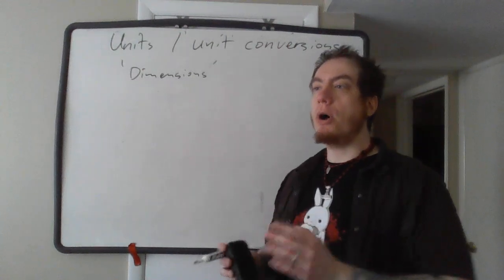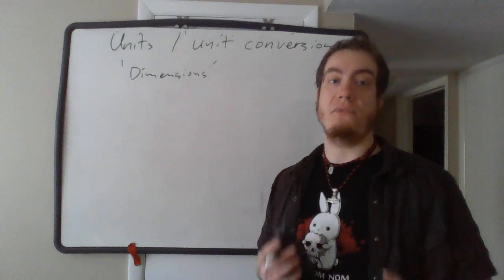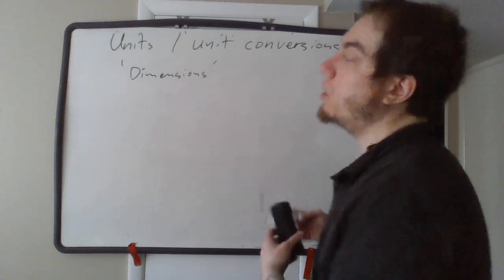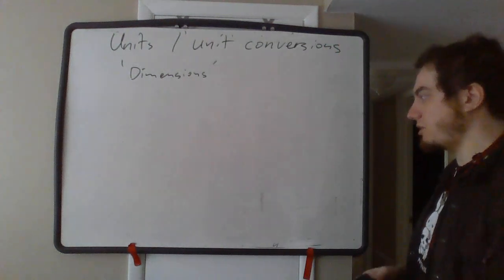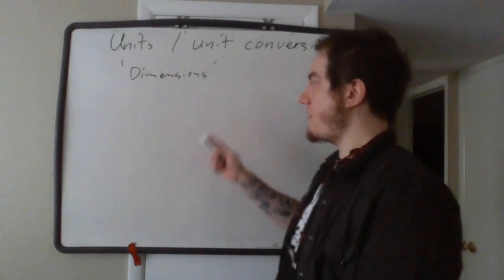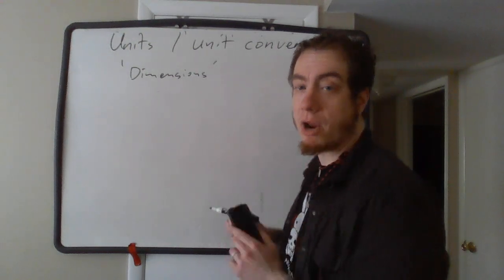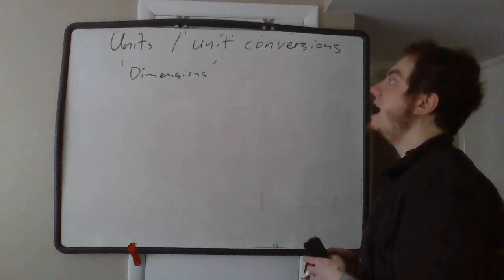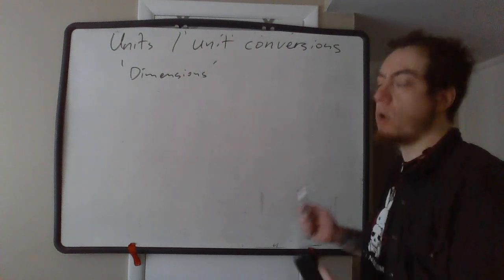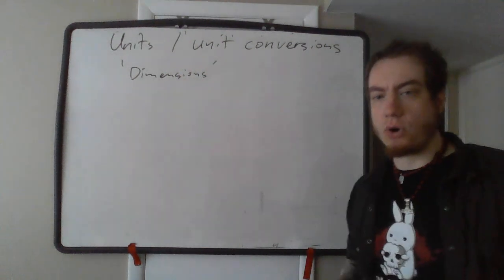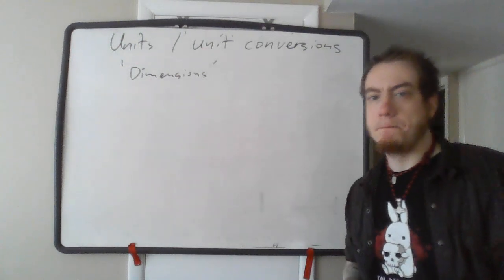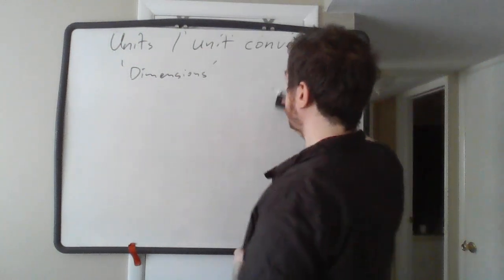Now, your book has a list of various units and what they mean and how to use them. So I will not write down all these different units up here. But what I am going to do is I want to talk about if you have something in one kind of unit and you want to convert it to a different kind of unit, how can you go about doing that?